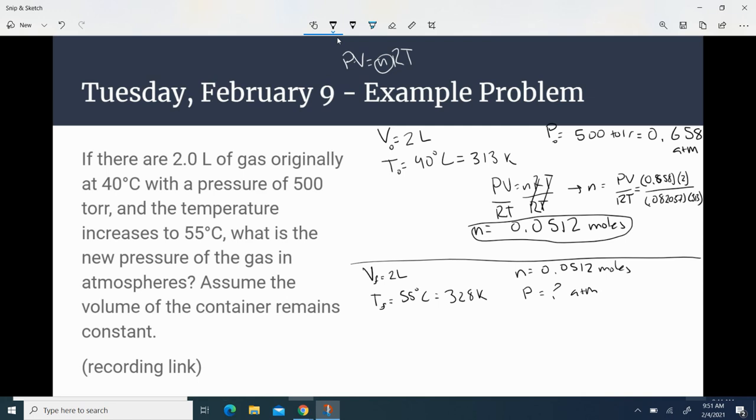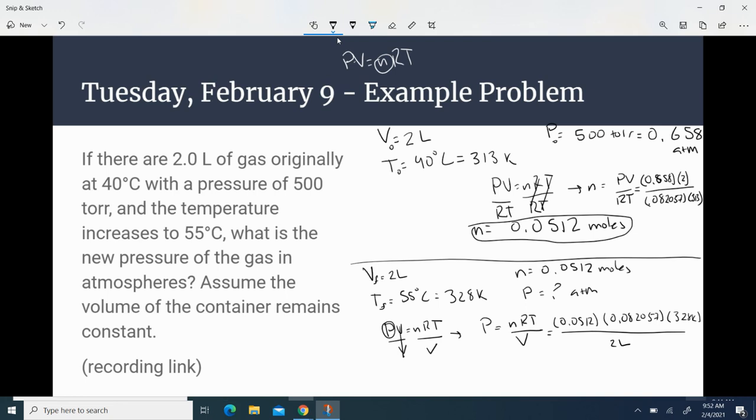So now we're going to take our ideal gas equation, PV equals nRT, and we want to get P by itself. That means we're going to divide by V on both sides. So P equals nRT over V. Let's plug in our values. Our n value is 0.0512. Our R value is 0.082057. Our temperature is 328 Kelvin. And we're going to divide that by our volume, which is still 2 liters.